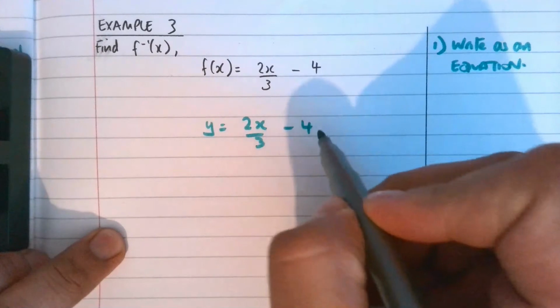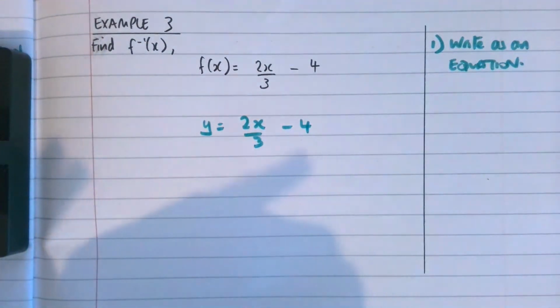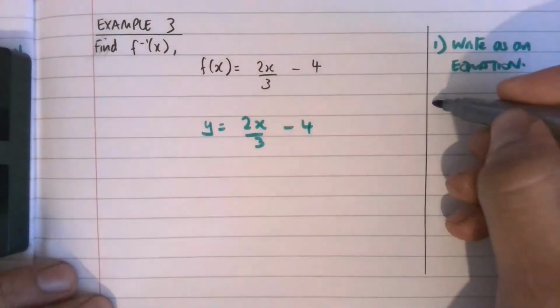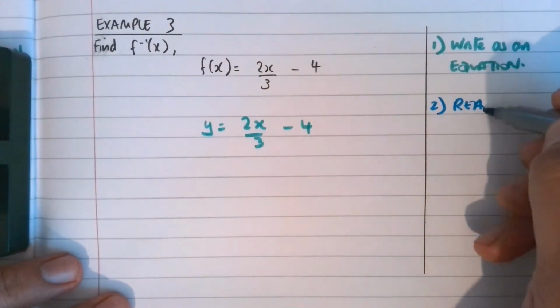Then our second step is just going to be rearranging. We're going to make x the subject. Then we have to go through our process to make sure we do that correctly.